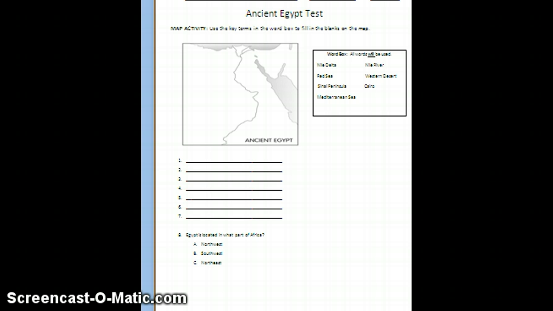24. Hieroglyphics are blank. A. The Egyptian writing system. B. A set of Egyptian laws. C. A type of paper Egyptians used for writing.